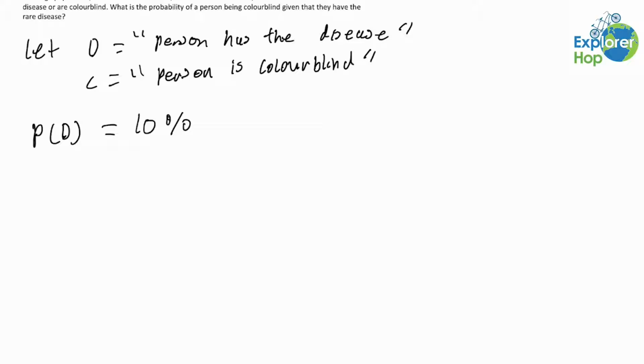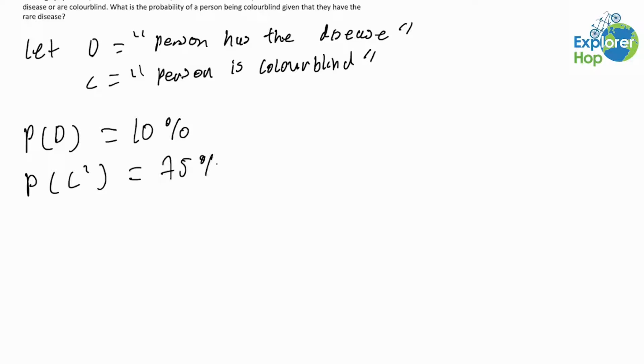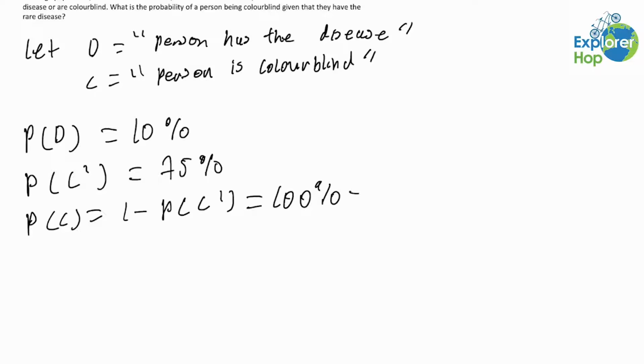The probability of the complement of C is equal to 75%. That's because we're told that 75% are not colorblind. So that's just the complement of C. So we write that the probability of the complement of C is equal to 75%. And this of course means that the probability of event C is just equal to 1 minus the probability of the complement of C, which is just equal to 100% minus 75%, which is equal to 25%. So the probability of C is just equal to 25%.